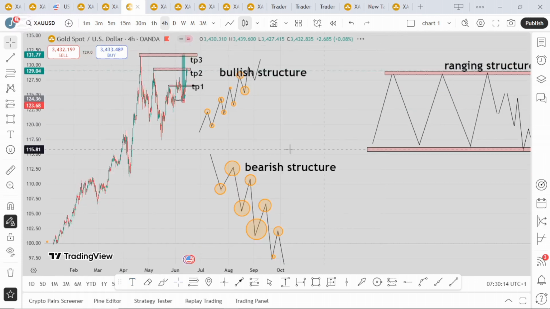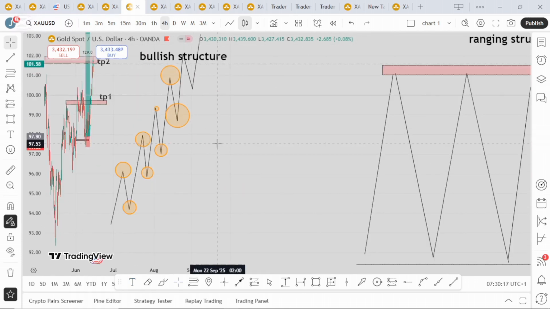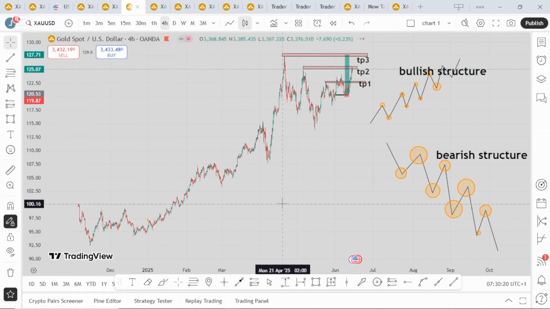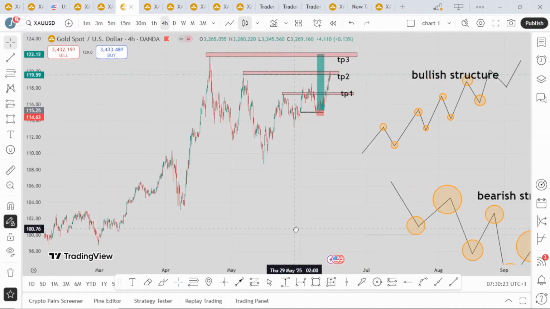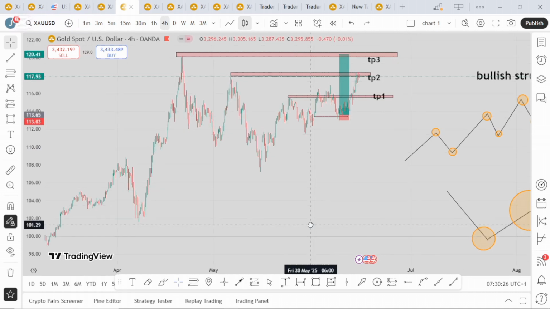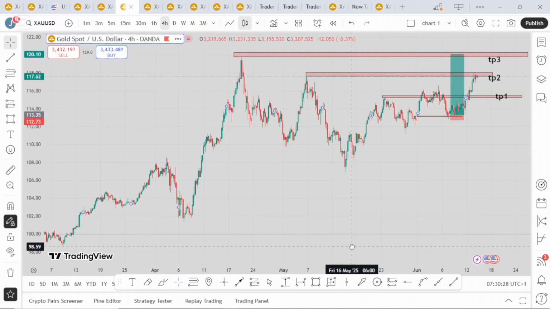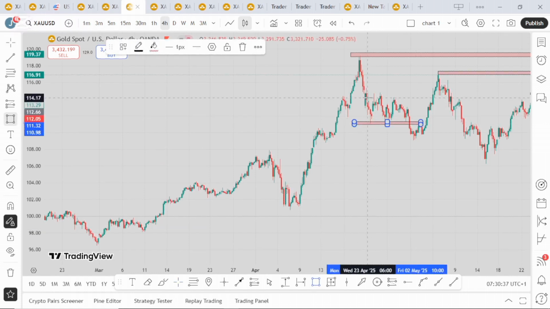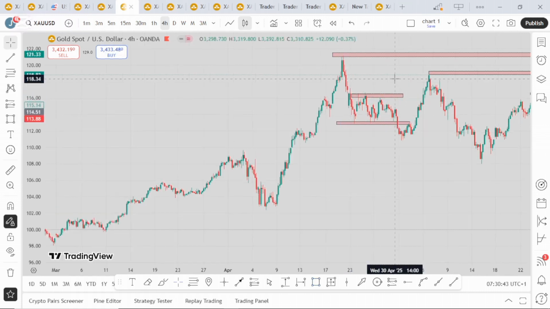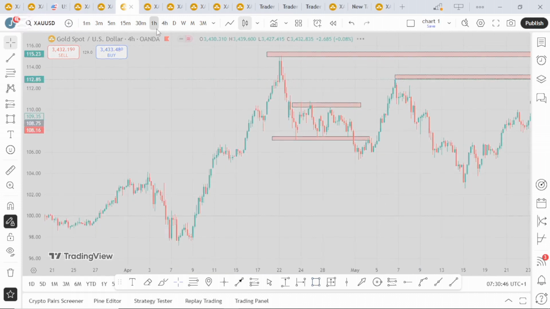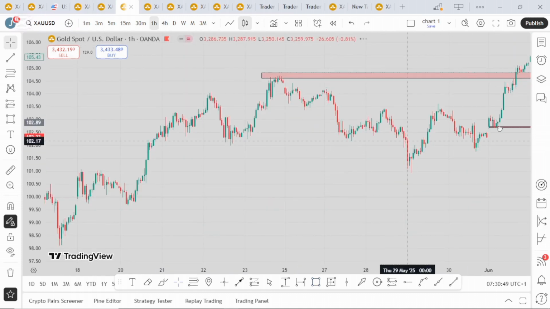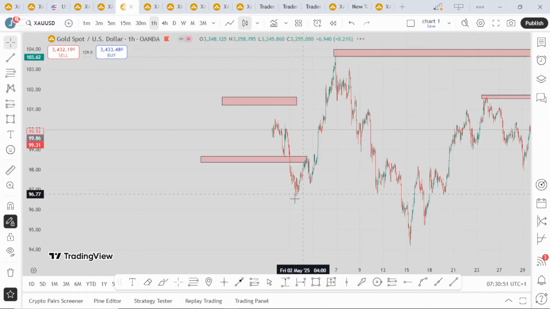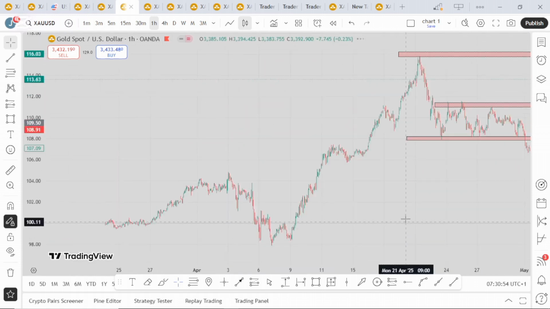So now let me still show you a ranging structure on the chart. I think I spotted one on gold. Okay, let me show you this. Let me use this. This is what I mean, guys.